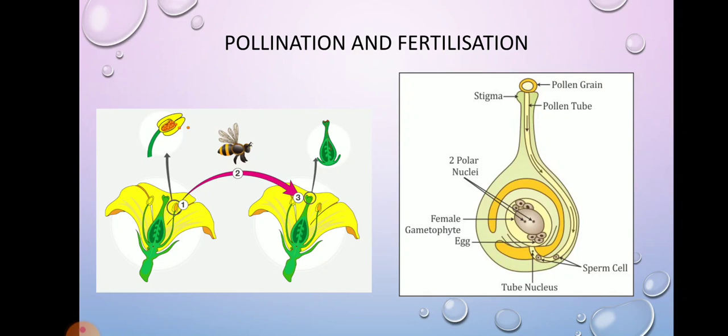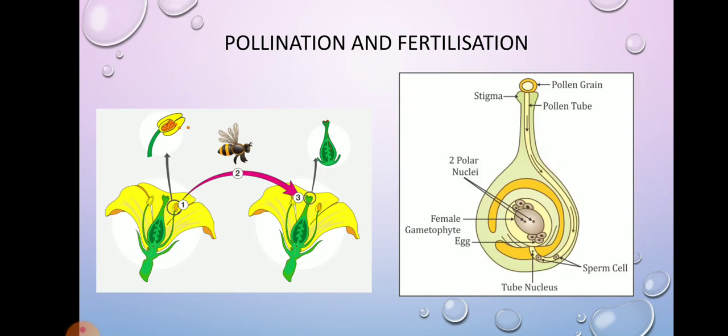Now the stigma is sticky, which attracts the pollen grains which are present on the insect's leg, and this is how the pollen grain sticks on the stigma of the flower and passes through there inside the ovary. Okay, so this is how pollination is done. So the first step is done of carrying the pollen grains from anther to the stigma of the same flower or the other flower. After this pollination is done, fertilization takes place.